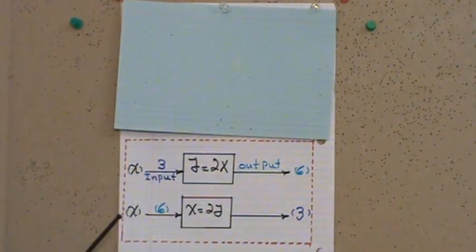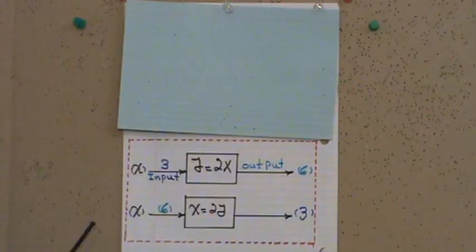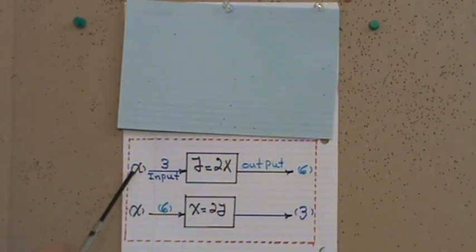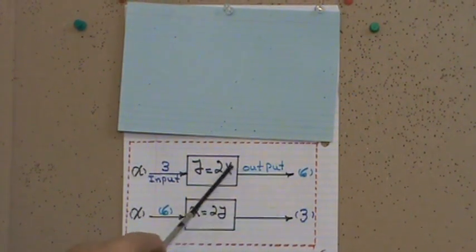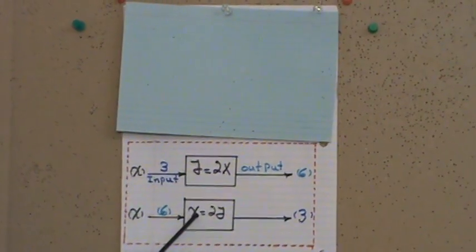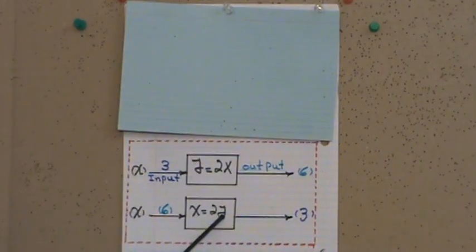Now, the input for both is x, all right? X is the input. Now, I give 3, the y will be 6, is that right? The output will be 6. The output goes to this machine, and when x is 6, y must be 3, because 3 times 2 is 6, is that right?